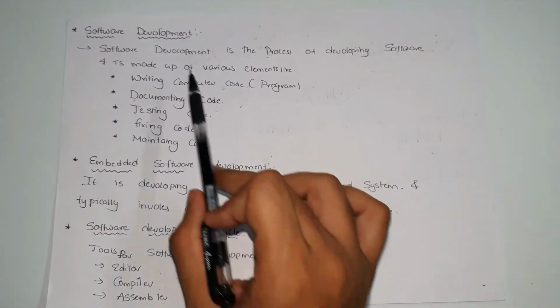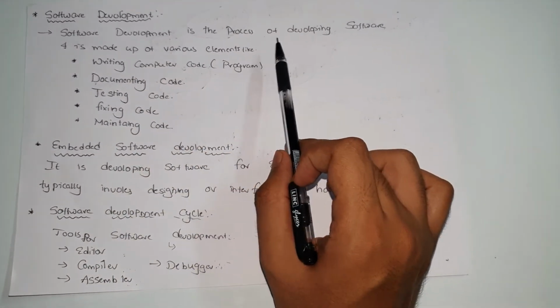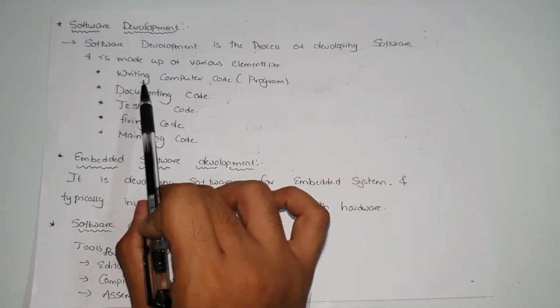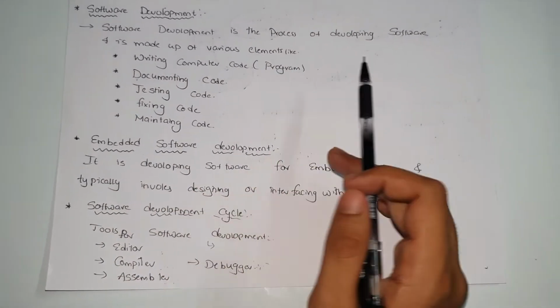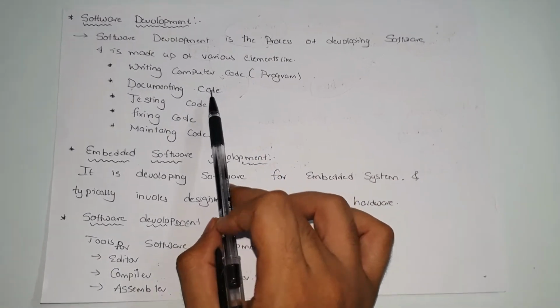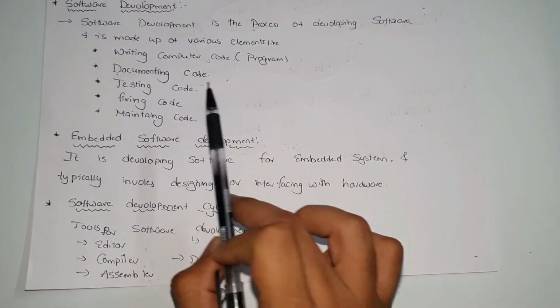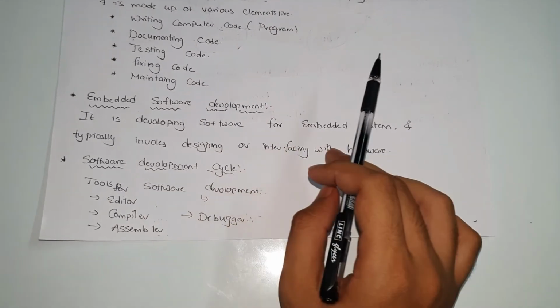Software development. Software development is the process of developing software, and it is made up of various elements like writing computer code, which is known as a program, documenting the code, testing, fixing the errors, and maintaining the code.